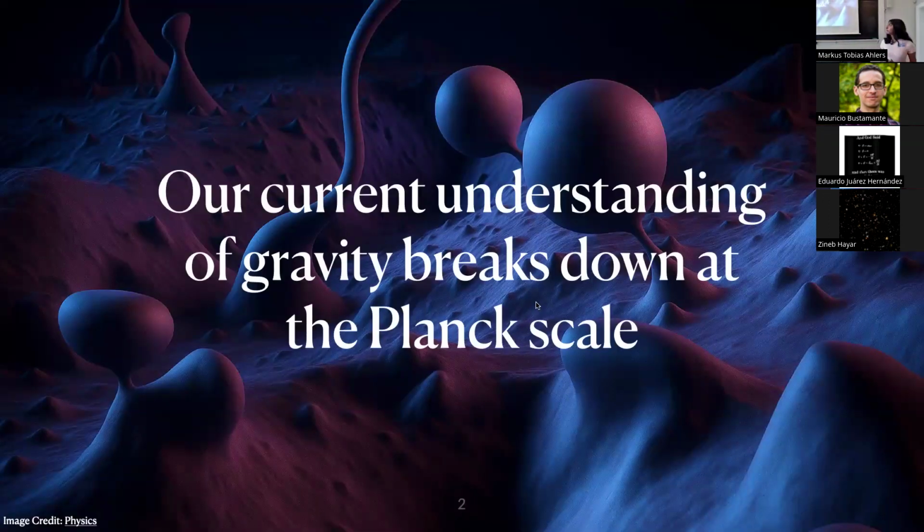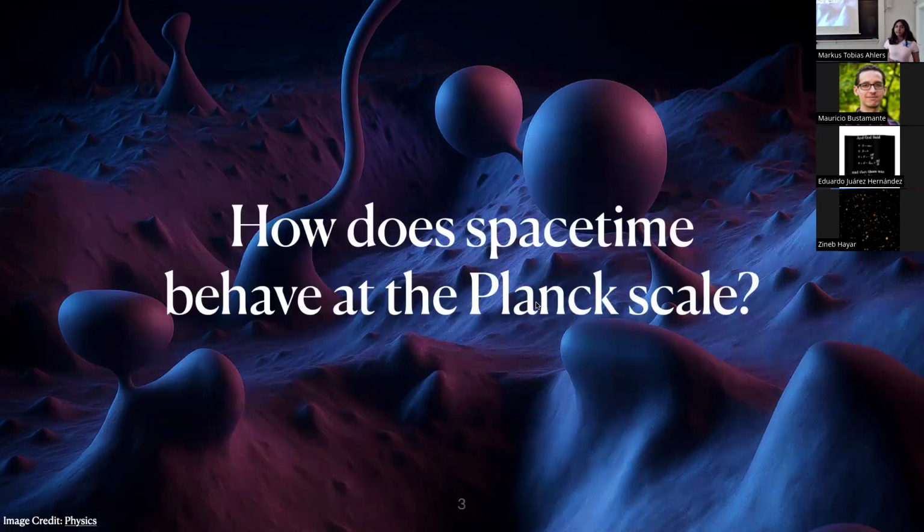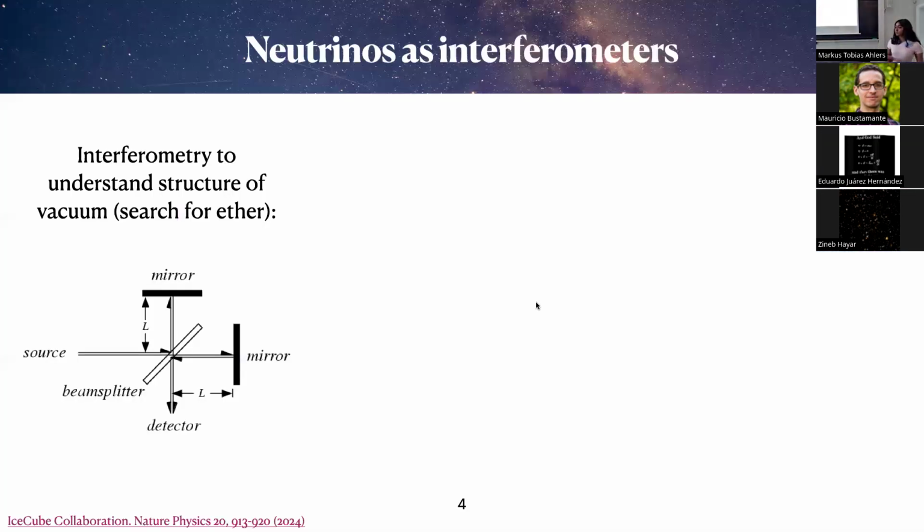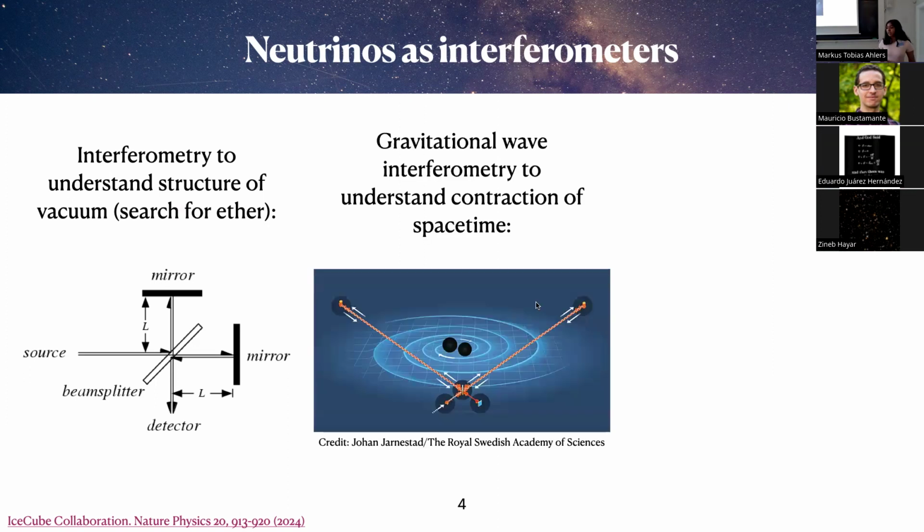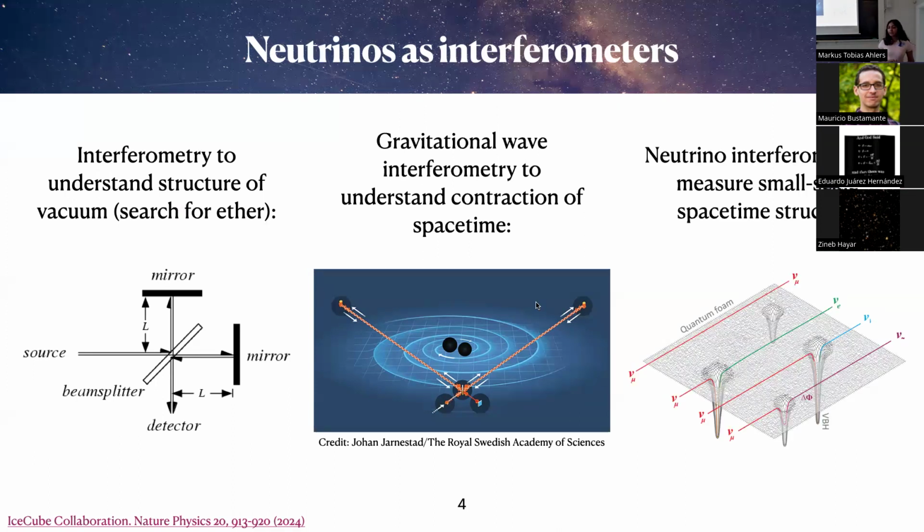Okay. So basically, our current understanding of gravity breaks down at the Planck scale. So the question that we really want to answer is, how does space-time behave at the Planck scale? And in order to answer this, we can think about using neutrinos as interferometers. Just as interferometry has been used to understand the structure of vacuum, such as in the search for ether with the Michelson-Morley experiment, and how gravitational wave interferometry has been used to understand the contraction of space-time, we can similarly think about using neutrino interferometry to measure the small-scale structure of space-time.